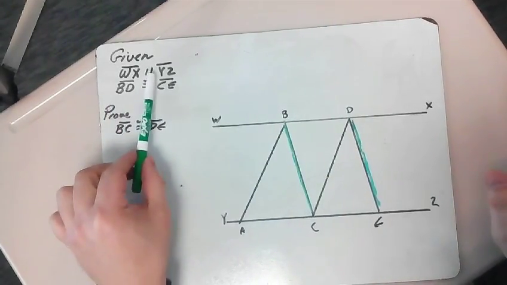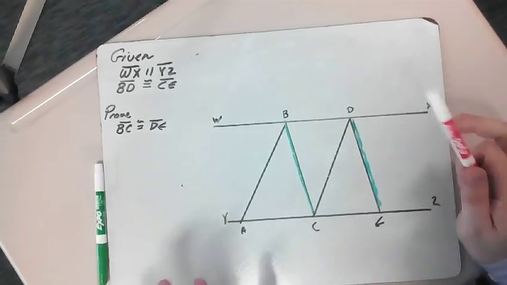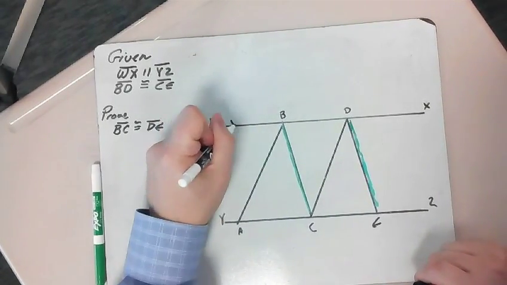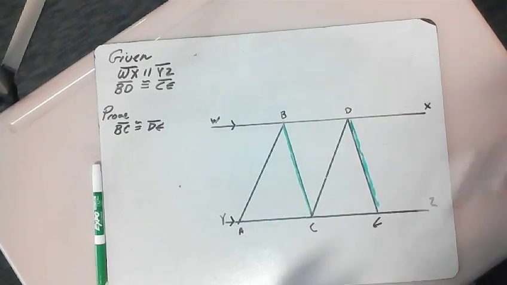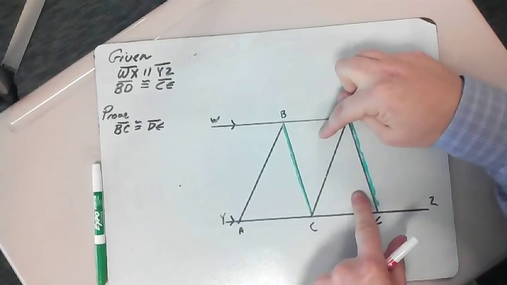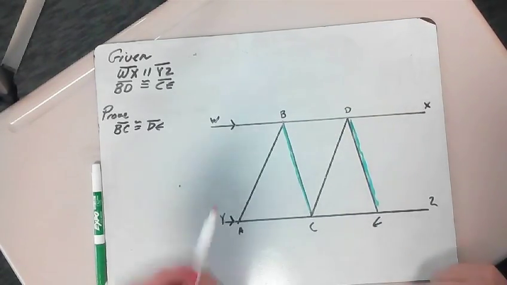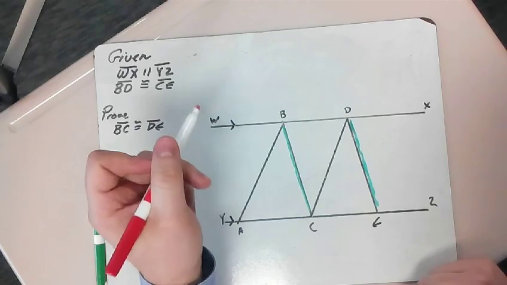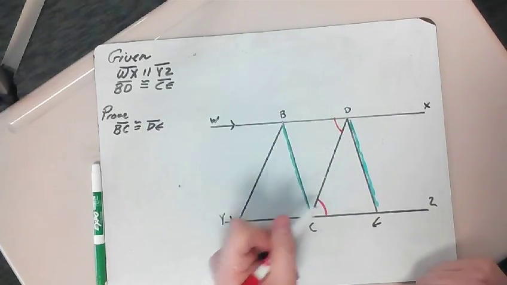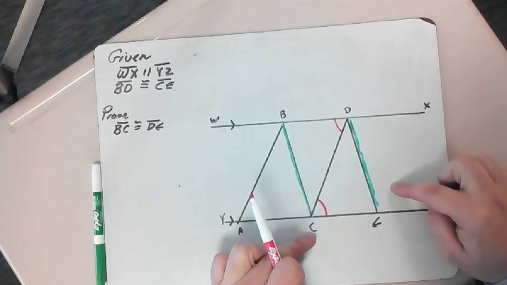I know that WX is parallel to YZ. So if WX is parallel to YZ, that means I have a bunch of alternate interior angles floating around. I can put little arrows here. But what I want to do is prove that these two triangles are congruent. So I'm going to do that by marking this off and that off. BC is congruent to DE is what we want.